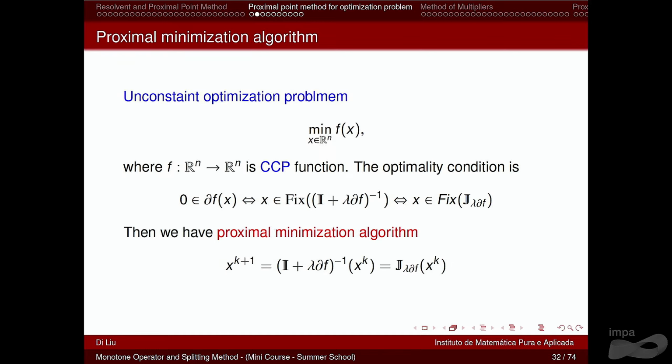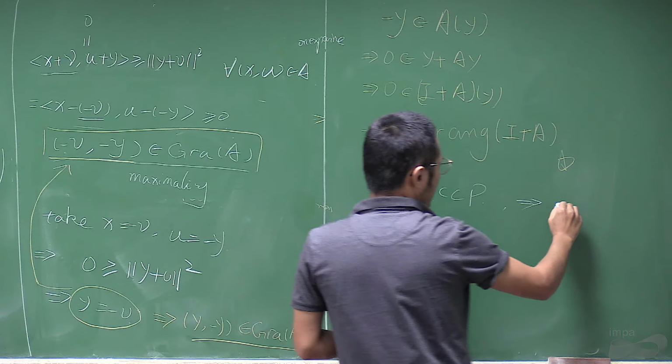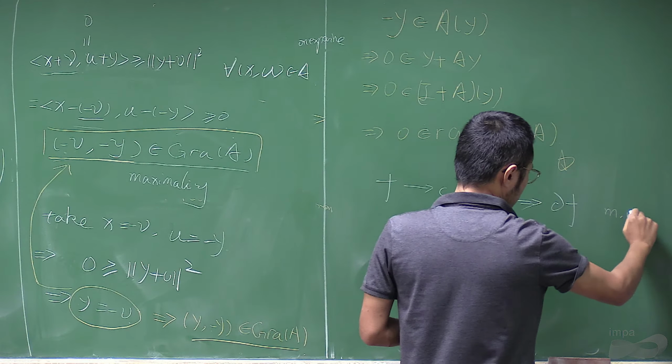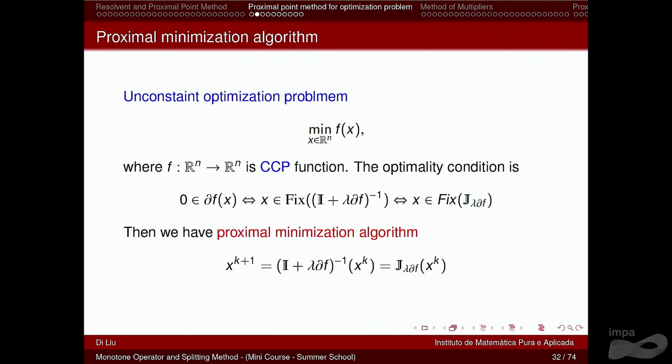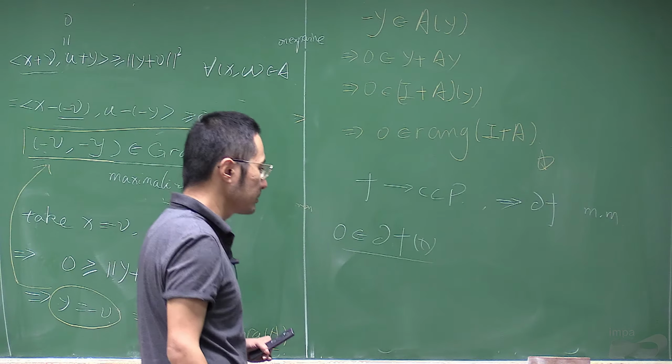And we can conclude the convergence immediately. First, since f is a CCP function, I write the analysis here very easily. F is CCP, so we can immediately conclude that the subgradient of f is maximal monotone. So this problem becomes a maximal monotone inclusion problem.